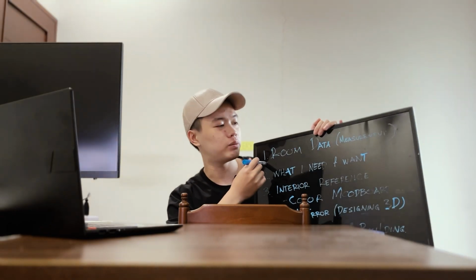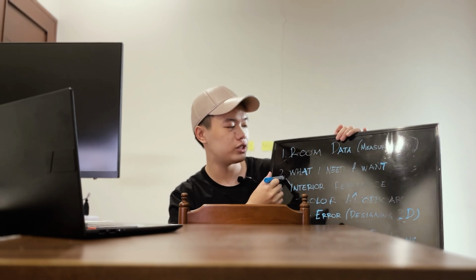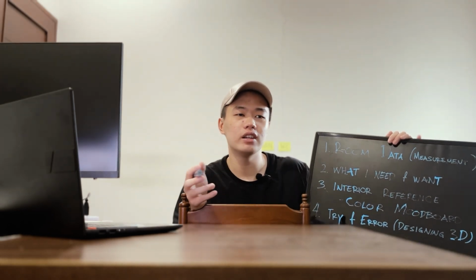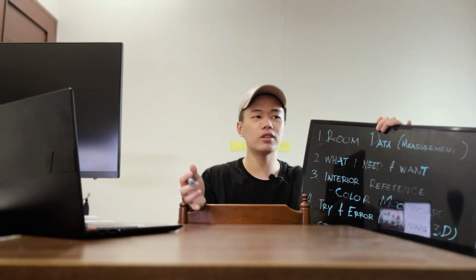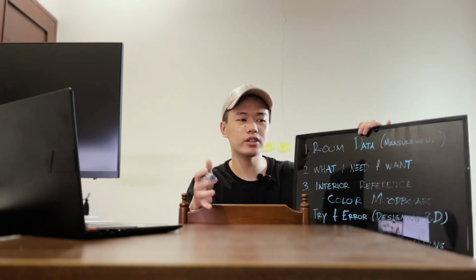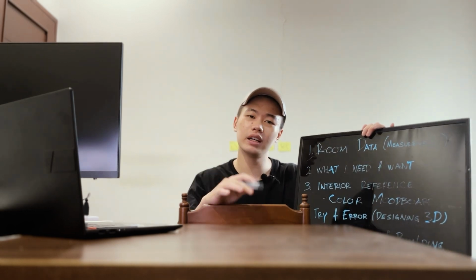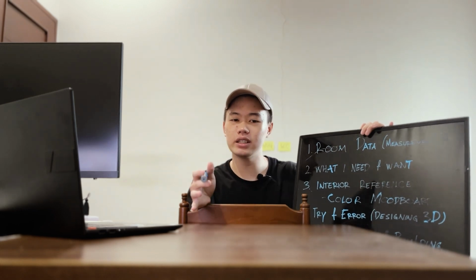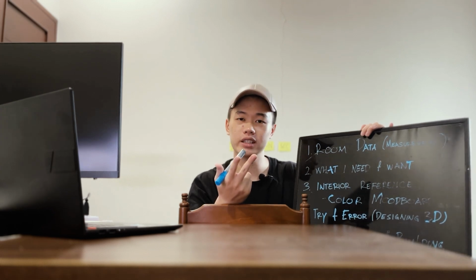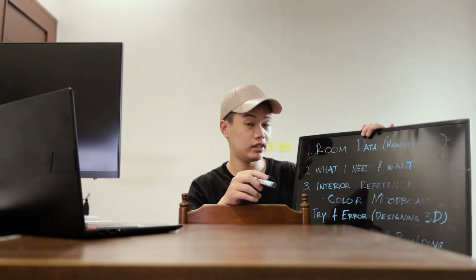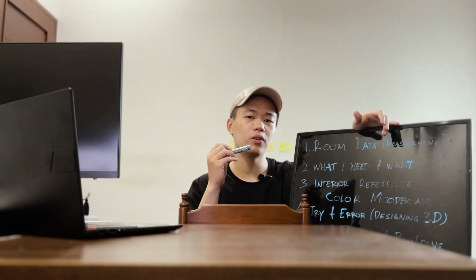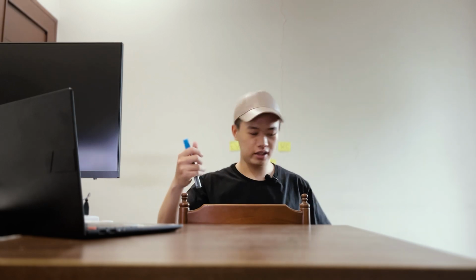So moving on from number one to number two, I call this what I need and what I want. In this phase, I will assess how the user usually uses the space currently and identify any pain points or areas for improvement. This includes furniture placement, user activity flow, and storage needs. And that's number two. I have made the list for what I want and what I need. So let's get to it.